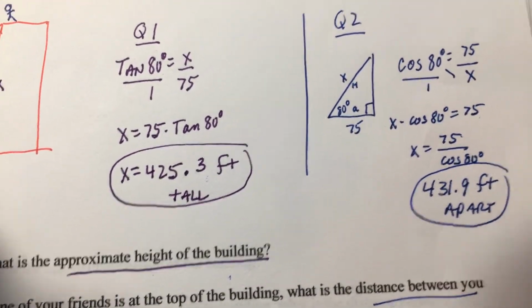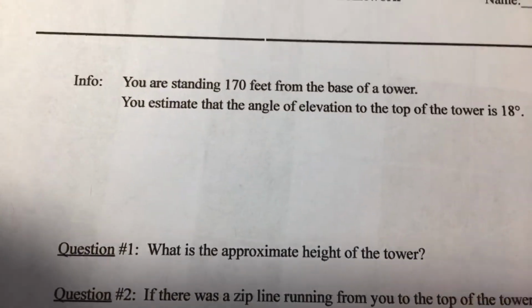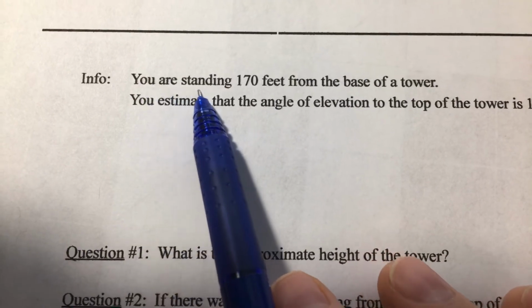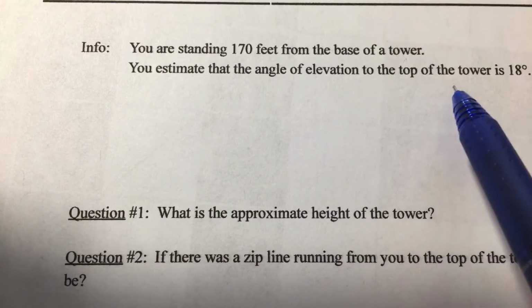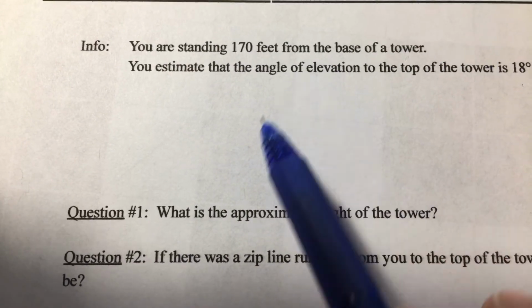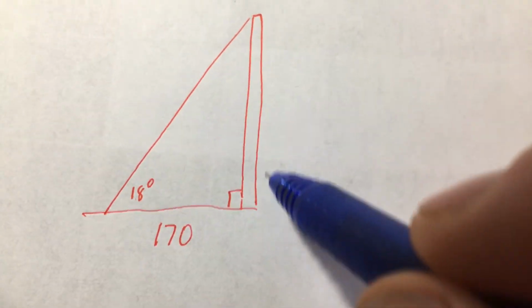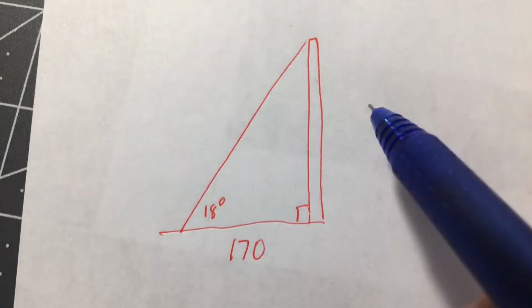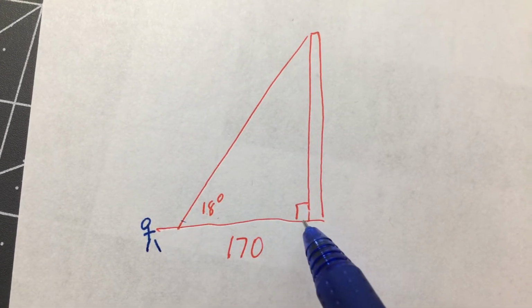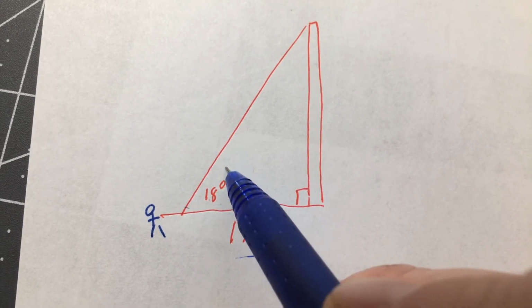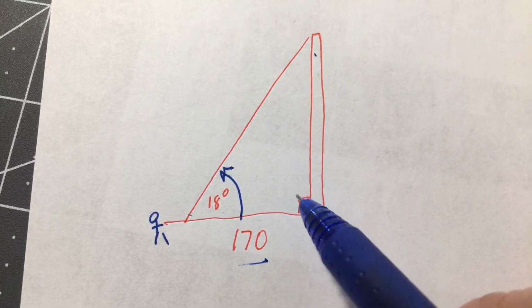Okay, now let's go to the homework and we'll set them up together, and I'll let you do them. Okay, what info do we have? We are standing 170 feet from the base of a tower. You estimate that the angle of elevation to the top of the tower is 18 degrees. So before we read the questions, let's draw this picture. Here's my tower, my best artistic ability. And then here we are down here again, and we are 170 feet from the base, and the angle of elevation, upward angle to the top of the tower, is 18 degrees. So that's the information we were given.